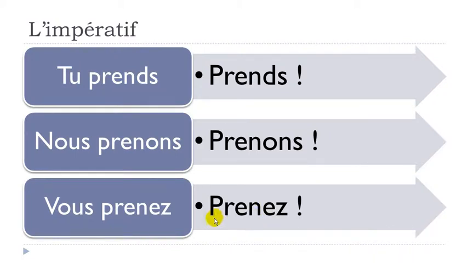So third group of verbs, actually it's quite easy because you don't touch anything, you don't change anything, you just take away this pronom personnel, and you will have your imperative form.